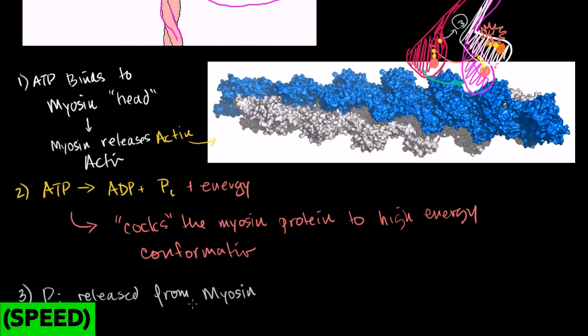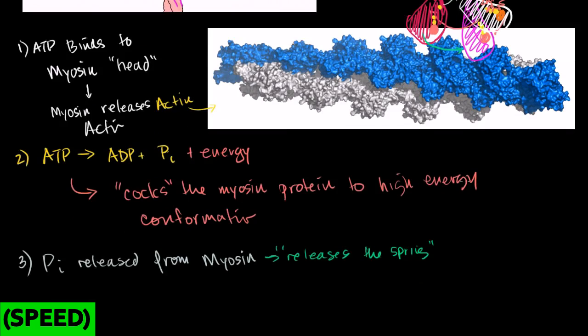Remember, the original release is when you take ATP to ADP and a phosphate. That put it in this kind of spring-loaded position. When the phosphate releases, this releases the spring. And what that does is it pushes on the actin filament. So you could view this as a power stroke. We're actually creating mechanical energy.